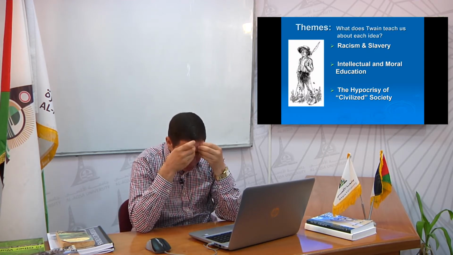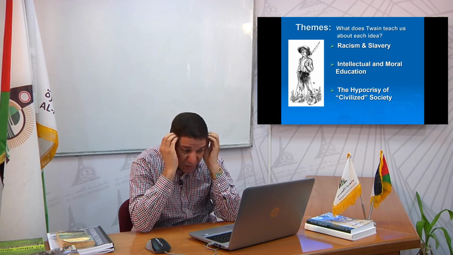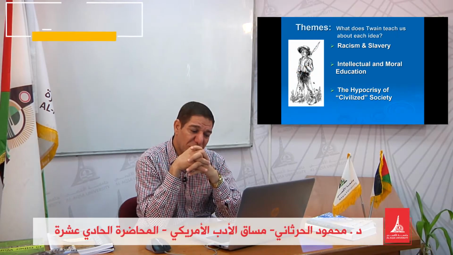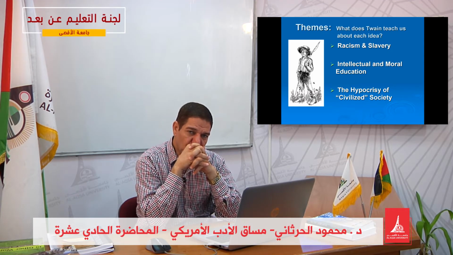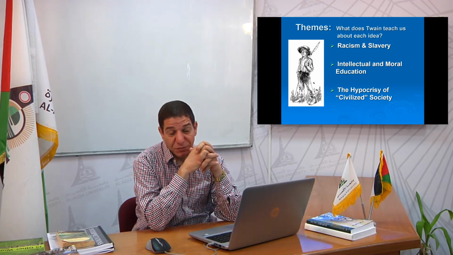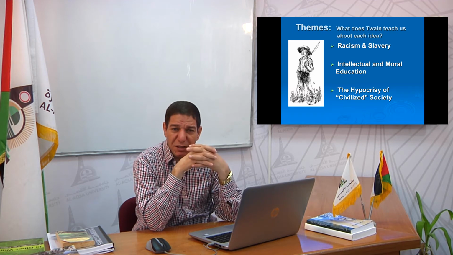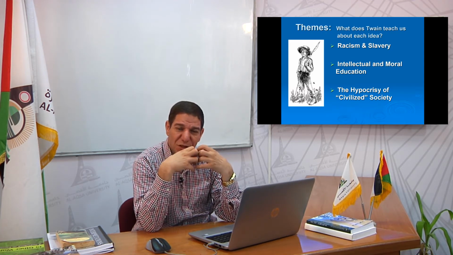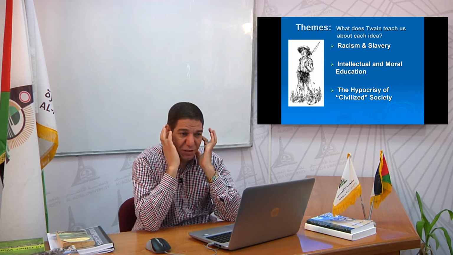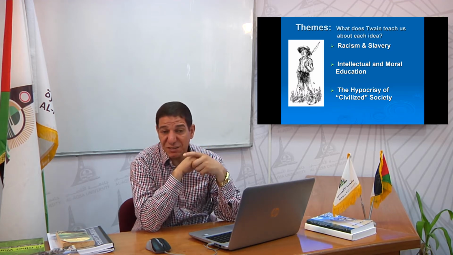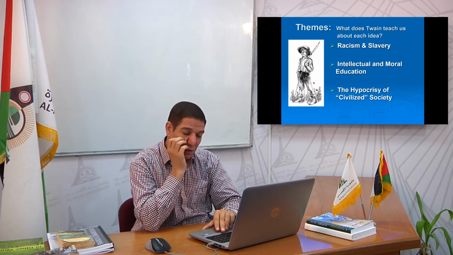Themes can include, what does Twain teach us about each idea? Racism and slavery, we'll come to this. Intellectual and moral education. The hypocrisy of civilized society. What is the relationship between civilized society and hypocrisy? You can ask whether civilization is an idea that can coexist with hypocrisy. In our minds, civilization is a good concept. But why are civilized people here connected with hypocrisy? We'll come to this in the course of discussion.